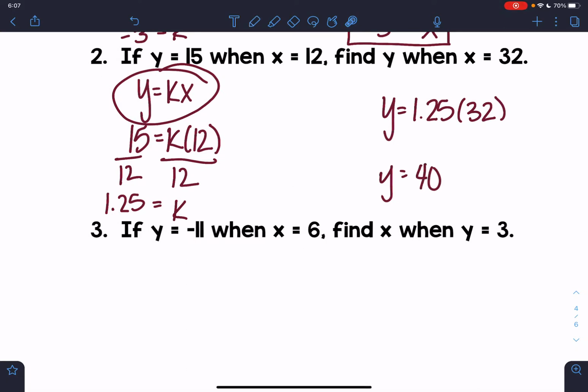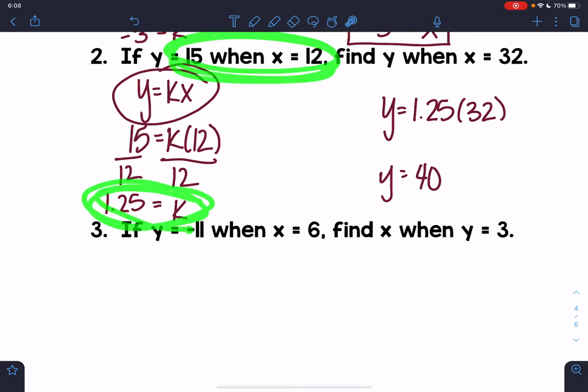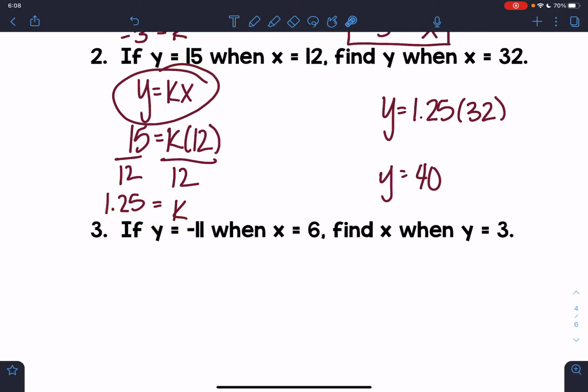So again, it's giving you a statement, and it's saying, what is the relationship between those numbers? Like, how do I go from x to 15? Well, I found out that that k, that variation number, means I'm multiplying it by 1.25. So that's the relationship that's happening between y and x. So then that helps me answer the second question, okay?